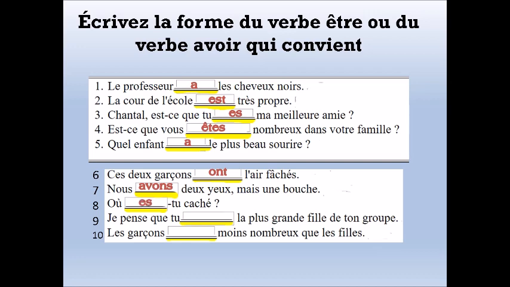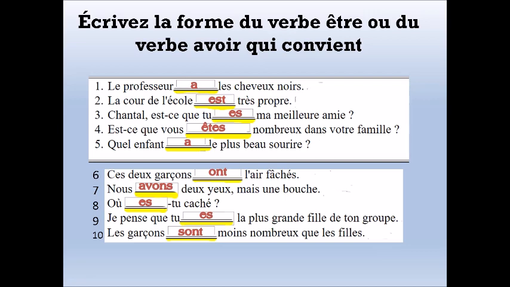Numéro 7. Nous avons 2 yeux, mais une bouche. Numéro 8. Où es-tu caché? Numéro 9. Je pense que tu es la plus grande fille de ton groupe. Tu es la plus grande fille de ton groupe.